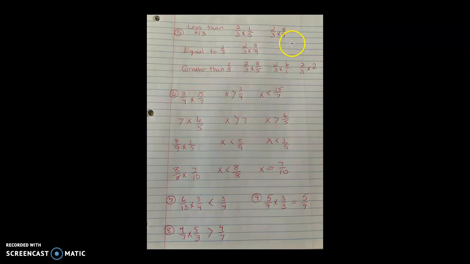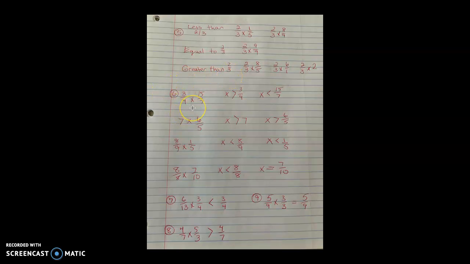When I take it and multiply it by 8/9, it's smaller than 1 whole, my answer is going to be less than 2/3. When I multiply it by 1 whole, 9 over 9, it's going to be equal to 2/3. When I multiply by a number like 8 over 5, which is greater than 1 whole, my answer will be greater than 2/3. 6 over 1 is greater than 1 whole, so it's going to be greater than 2/3. 2 is greater than 1 whole, so it's greater than 2/3.